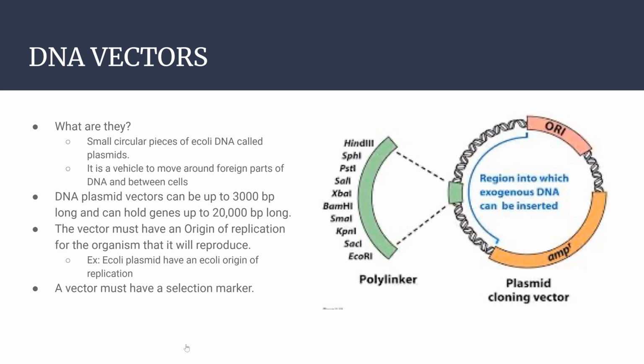This is necessary for the organism because it's going to reproduce into another cell. When it reproduces into another cell, it has to have that origin of replication. An example of this is that E. coli plasmids have an E. coli origin of replication. Vectors must also have a selection marker, which we're going to talk about in the next slide.